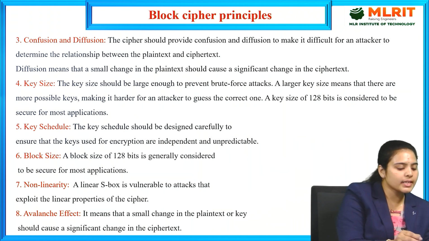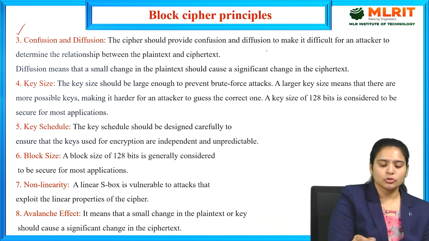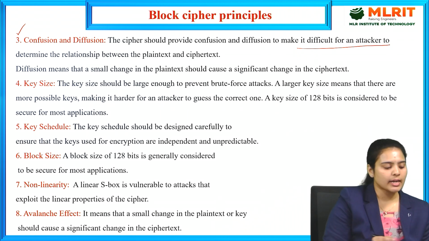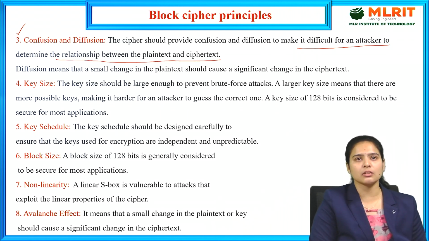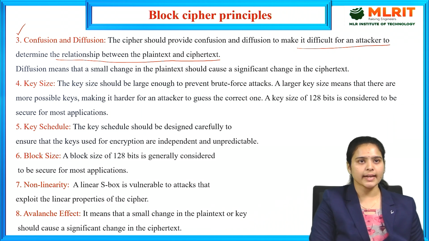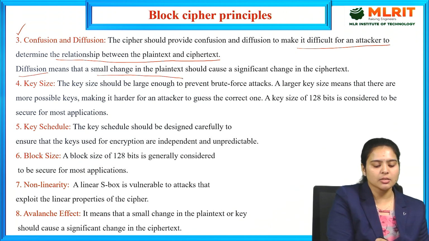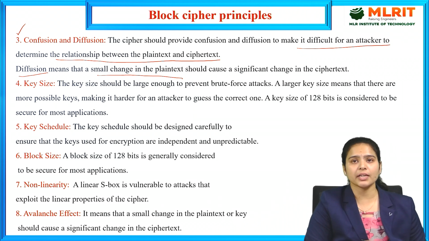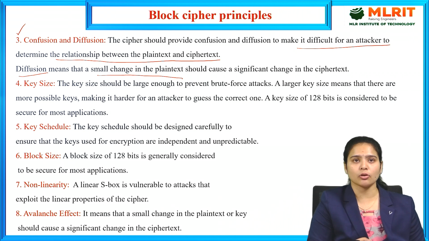The next, third one is confusion and diffusion. Confusion is nothing but making it difficult for an attacker to find the relationship between the plain text and ciphertext. The purpose of the confusion is to make it difficult for an attacker to relate the plain text and the ciphertext. Next, the diffusion process. Diffusion is nothing but a small change in the plain text which causes a significant change in the ciphertext. That is known as the diffusion process.